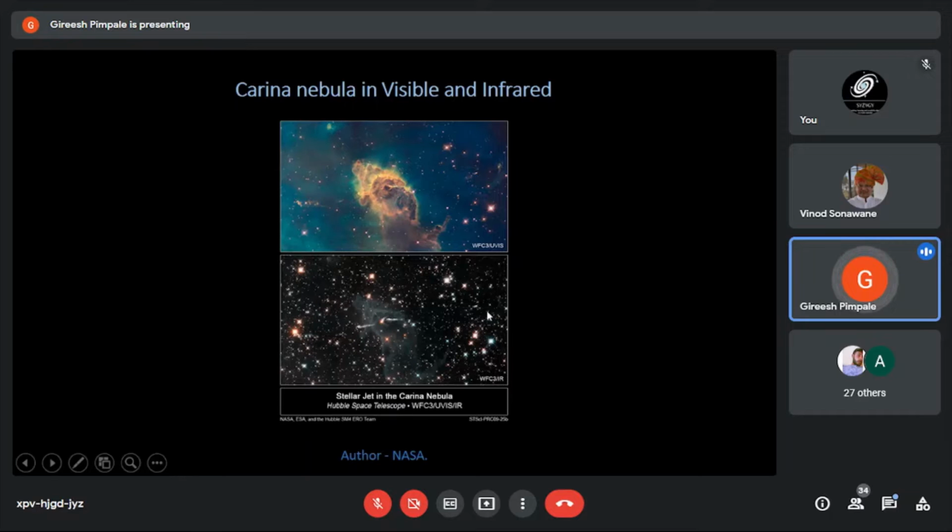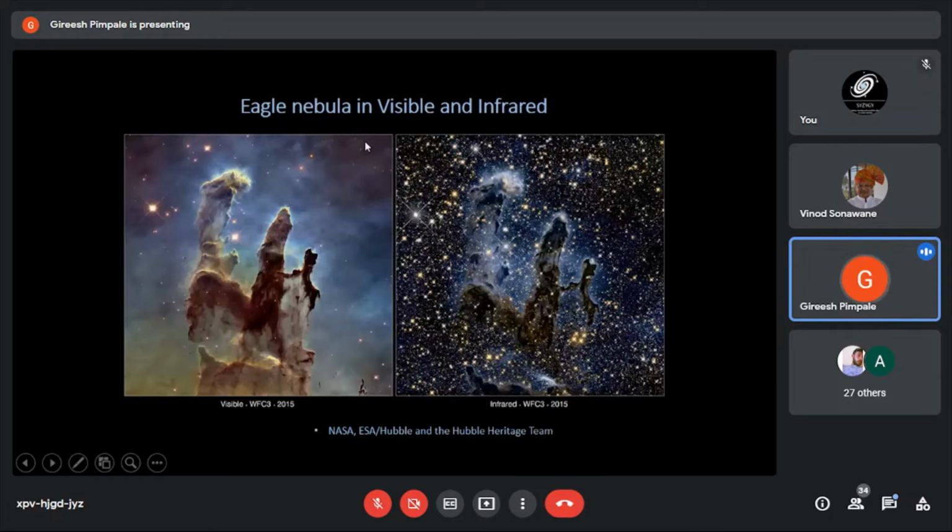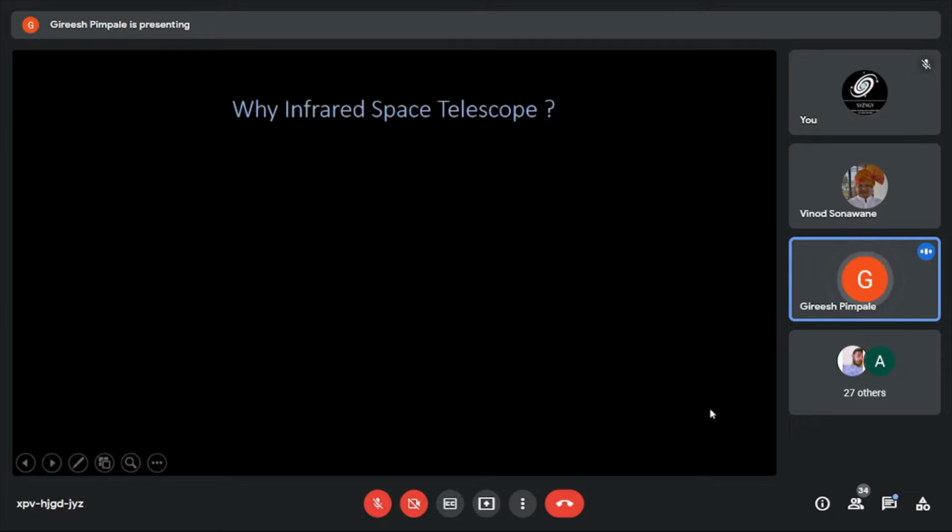So you can obviously see the details. Many more stars are visible in infrared. That is why we want to go to an infrared telescope. This is one more photograph, of the Eagle Nebula. This is in visible and this is in infrared. Naturally, you can see that infrared gives us many more details of these celestial objects.